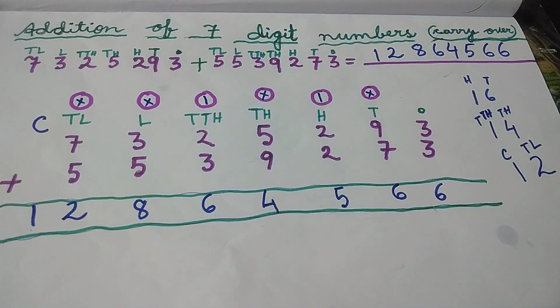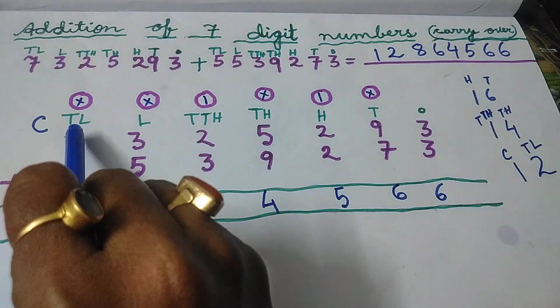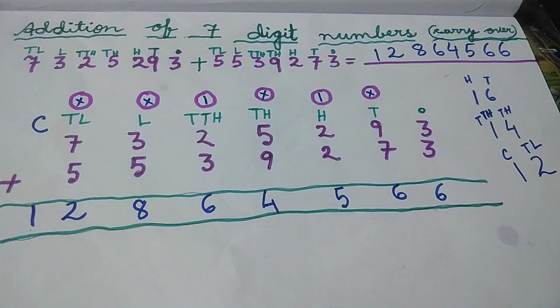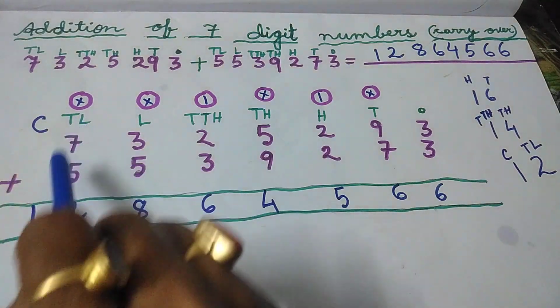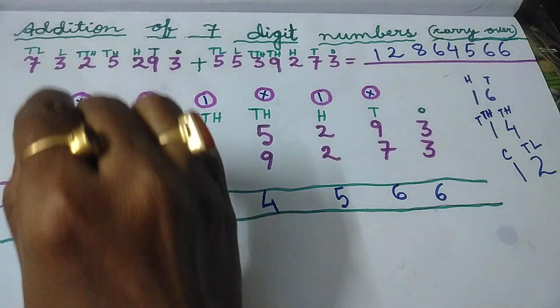Now add 7 and 5. 7 plus 5 is equal to 12. 2 belongs to 10 lakhs place. 1 belongs to crores place. So write 2 in the 10 lakhs column.